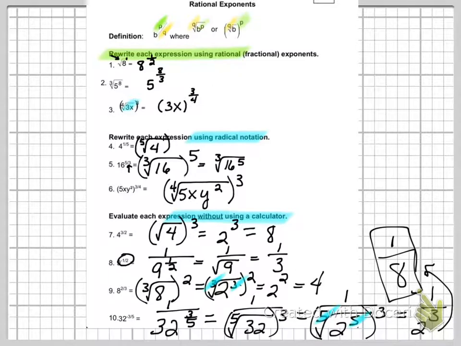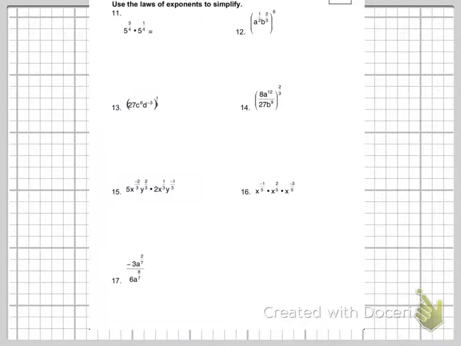All right, so now let's move on to our next page. Here we're using the laws of exponents. We learned these laws of exponents back in Chapter 8. Now we're just using them with rational exponents, but the rules still stay the same. We're multiplying bases with exponents, so we add the exponents.